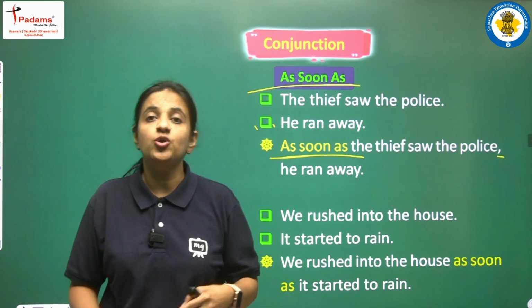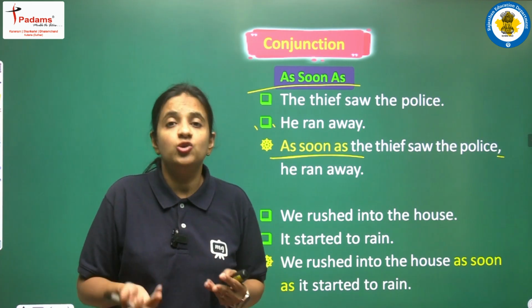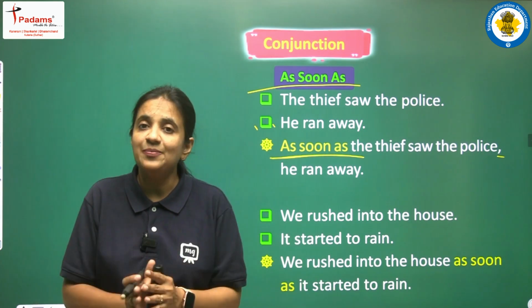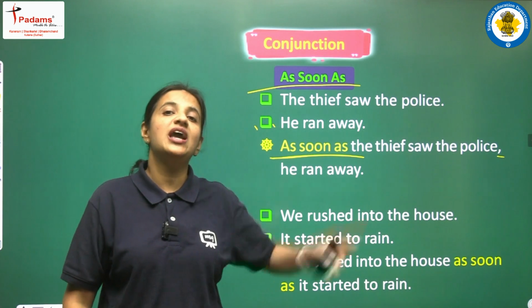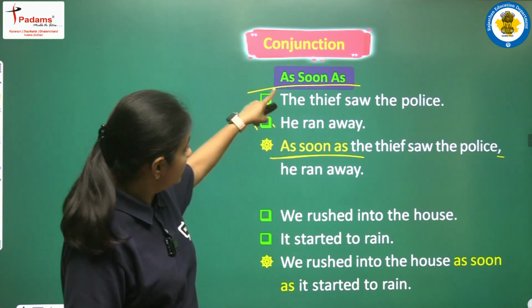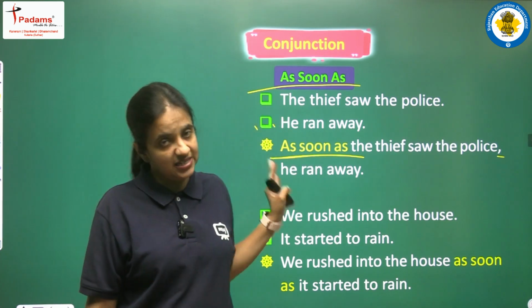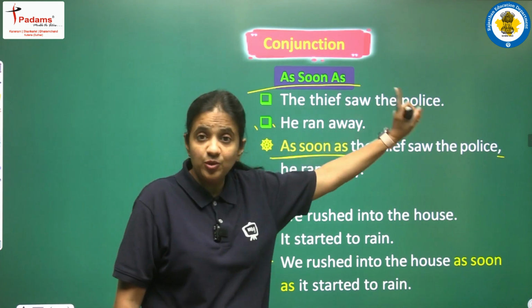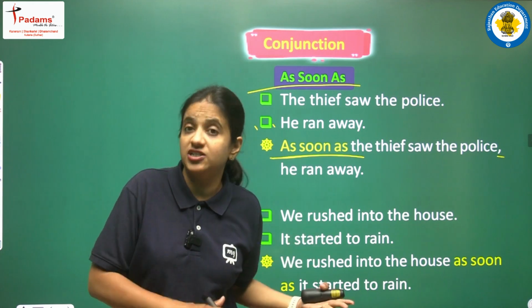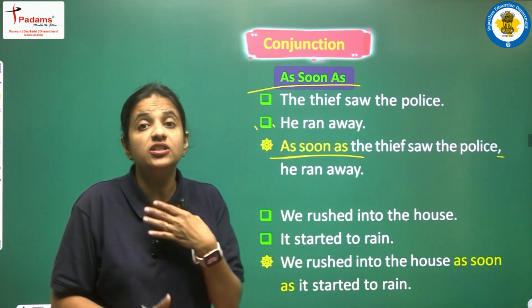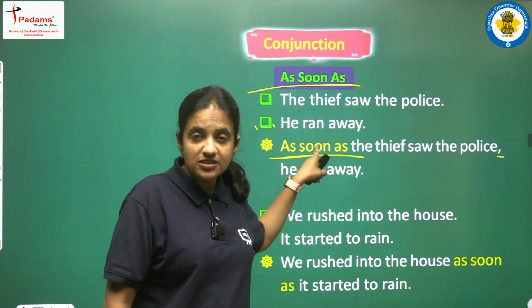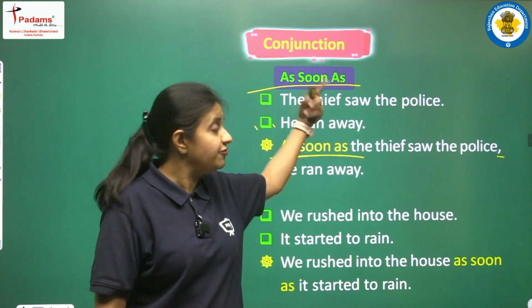So the action that happened earlier, comparatively earlier than the second action, before that action verb we have to use as soon as. Here, after reading the sentence, we can observe that the action that the thief saw the police actually happened first, right? Because first the thief saw the police, and then what did he do? He ran away. So this was the action that happened after this action.